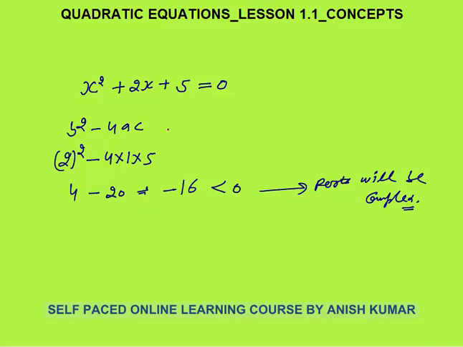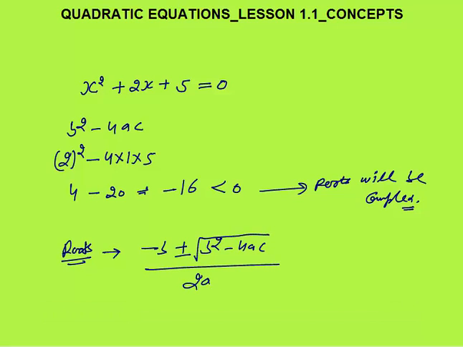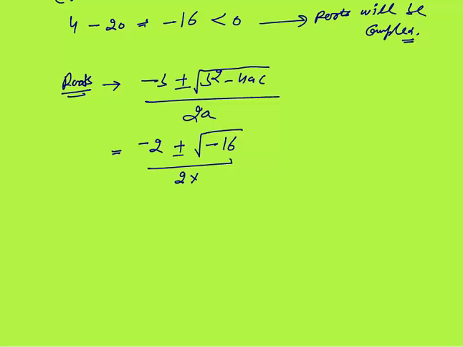What kind of complex root will be there? You can find by formula. Roots, we know, equals minus b plus minus root of b square minus 4ac upon 2a. This is minus 2, b is 2, plus minus root of what we have already calculated, minus 16, that is b square minus 4ac, upon 2 into 1.